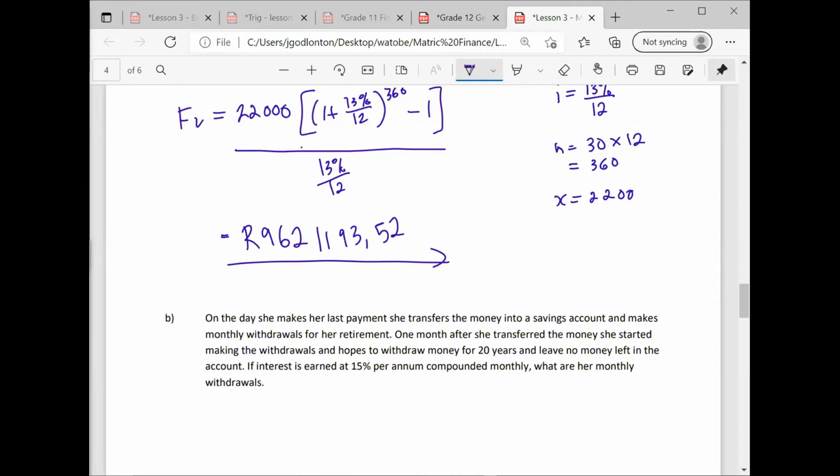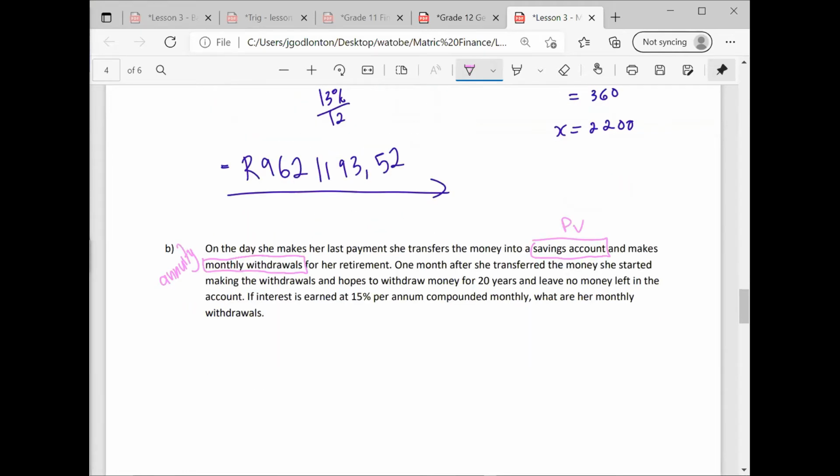Okay, I know it's a big question and there's a lot going on in it, but we're going to start learning some tools here to figure out how we can break something like this down. Okay, first of all, we've been told that she's transferred the money into a savings account and she makes monthly withdrawals. So from that, we need to realize that first of all, savings account, present value, monthly withdrawals, annuity. Okay, so that's already telling us that we're dealing with our present value formula. And that's important. Next.